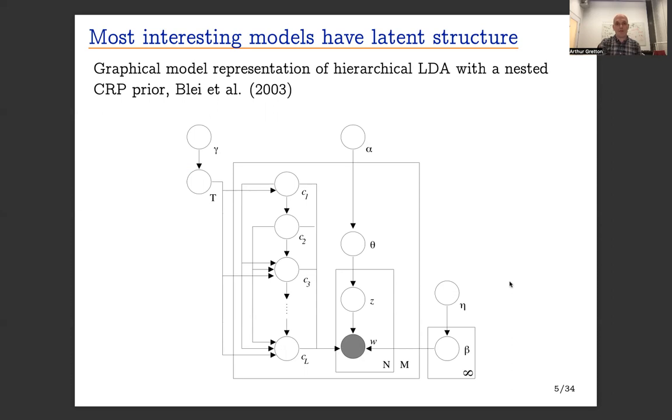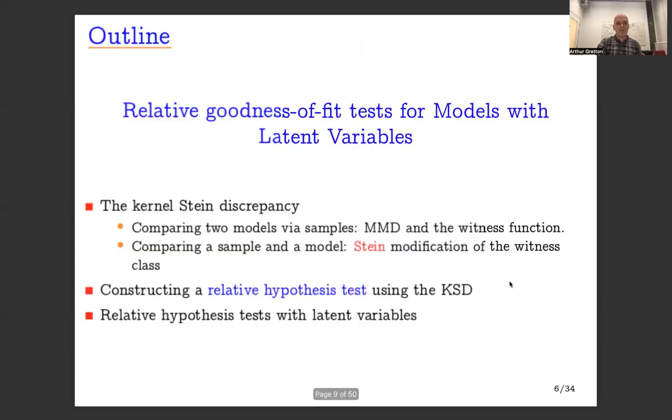And so a useful test of relative performance must be able to operate for models when you've got this complex latent structure. All right. So this gives all of the ingredients needed to describe the title. We're interested in a relative goodness of fit test. So both models are wrong, but we want to know which of the two is closer to the target data for models with latent variables. So we're interested in the kinds of Bayesian models that people are using in practice, which often have very complex latent structure associated with them.